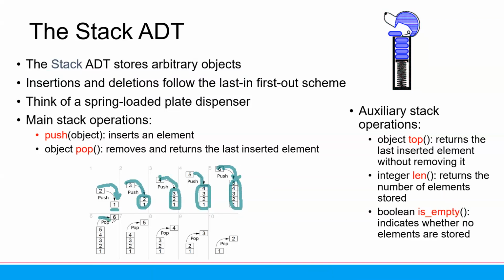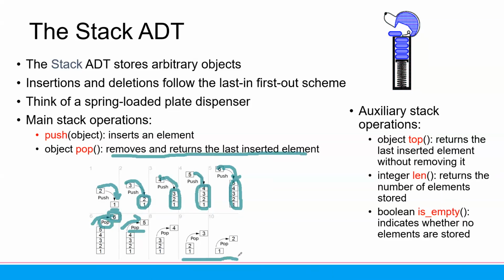If I want to pop, it means I want to remove and return the last inserted element. Then I will remove 6 because it is at the top. If I pop again, it will be the last element, which is 5, because I already removed 6.